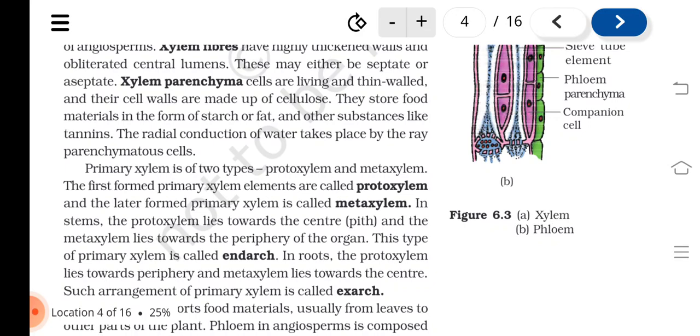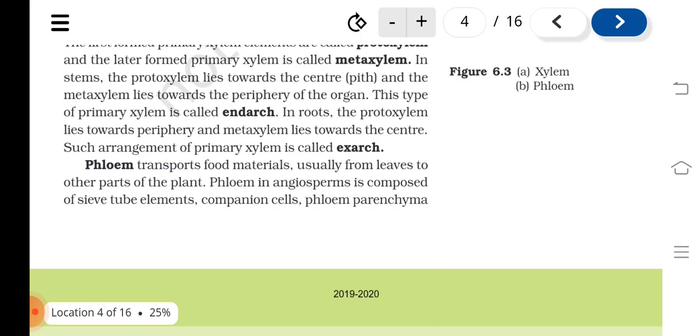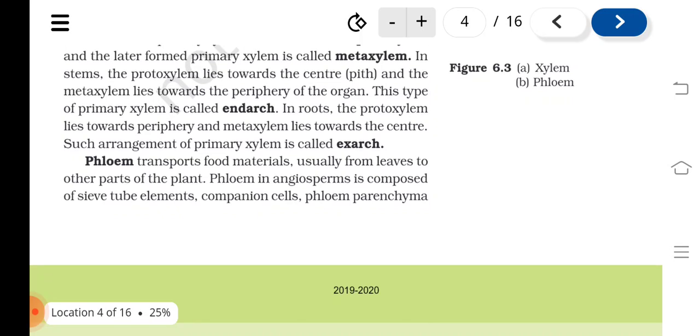Primary xylem is of 2 types, protoxylem and metaxylem. The first formed primary xylem elements are called protoxylem and the later formed primary xylem is called metaxylem. In stems, the protoxylem lies towards the center or pith and the metaxylem lies towards the periphery of the organ. This type of primary xylem is called endarch. In roots, the protoxylem lies towards periphery and metaxylem lies towards the center. Such arrangement of primary xylem is called exarch.